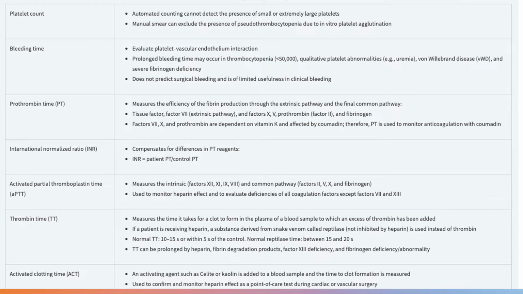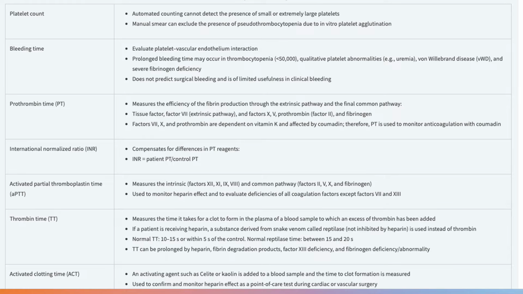We have different factors and how we can use them and how we can check them during our process of anesthesia. Platelet count: automated counting cannot detect the presence of small or extremely large platelets. Manual smear can exclude the presence of pseudothrombocytopenia due to in vitro platelet agglutination.